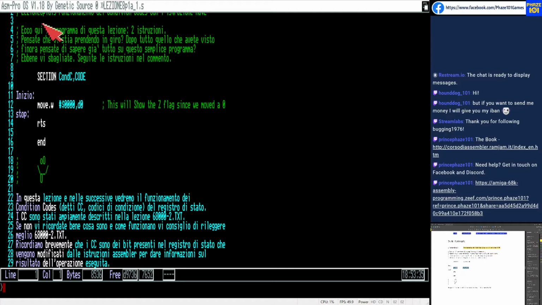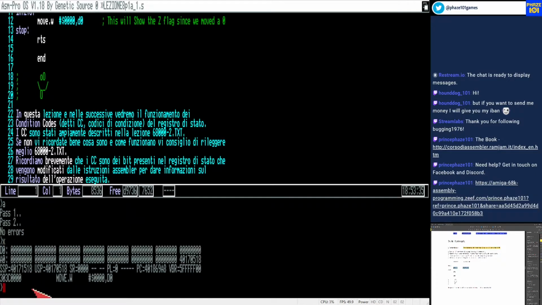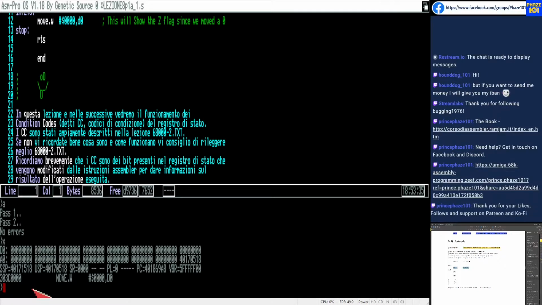We're going, so as you can see on the screen, we have our move instruction into the D0, okay? I'm going to assemble it. I'm going to do an X. This displays the registers of the CPU, X, okay? And I need to explain what you see up here.